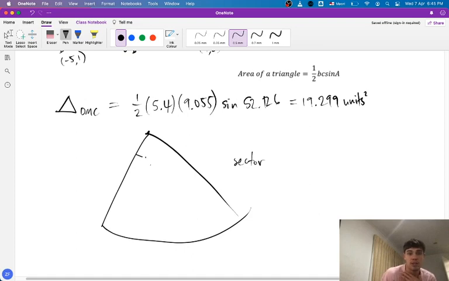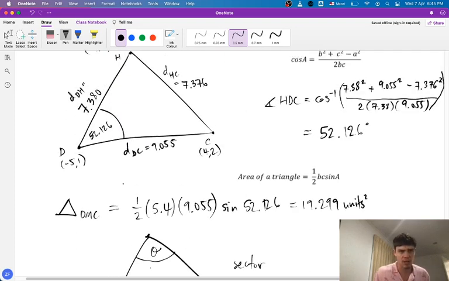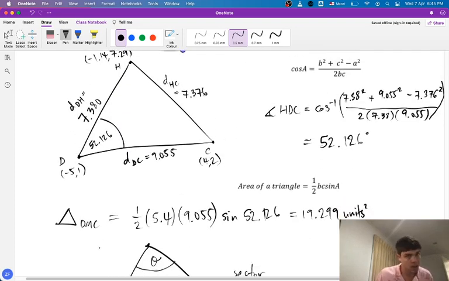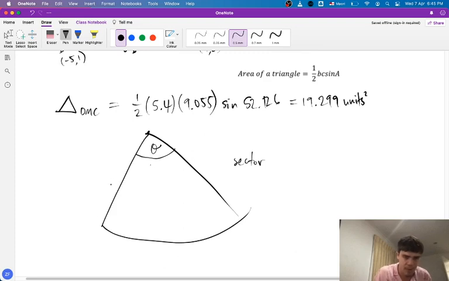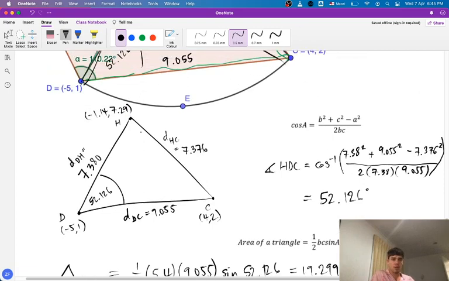To find a sector, you just need to know this angle, and you need to know these lengths. And these lengths we've already worked out are around about 7.38. It has to be the same. If that's 7.38 in a sector, this must be 7.38. So we just got to work out what that angle is. And to work out that angle, it's going to be this triangle. We're going to go back to this triangle. Let's just do it here, eh?